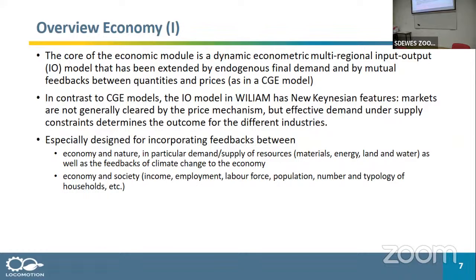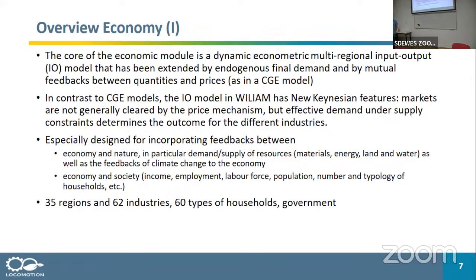I already gave the example of how income affects fertility, etc. We also have migration in the model, which to some extent is driven by the income differences between different regions, not only, but it's one of the reasons. And this is more or less part of the feedbacks. In terms of regions and industries, we have 35 regions, you already know that, 62 industries, economic and productive sectors, 60 types of different households, and then we have the government. These are the regions that we have.